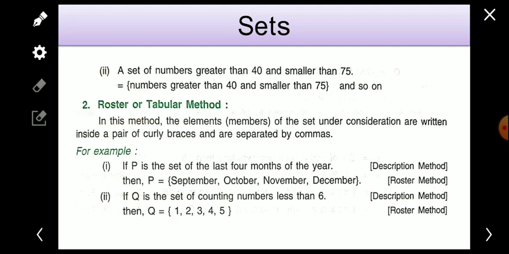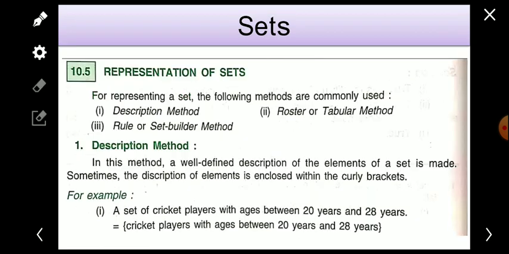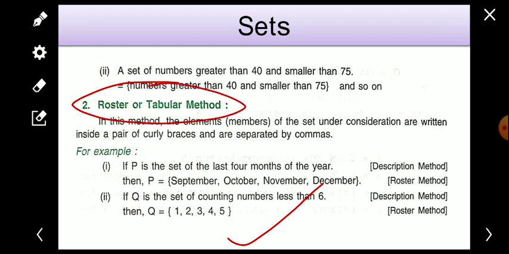So we have understood that in the roster or tabular method, each and every element is written. Here also the same is done: if Q is the set of counting numbers less than 6, then all the counting numbers less than 6 will be written. So Q is the set of 1, 2, 3, 4, 5, all the counting numbers less than 6. So we have understood two methods. Which methods? First, the description method, and second, the roster or tabular method.